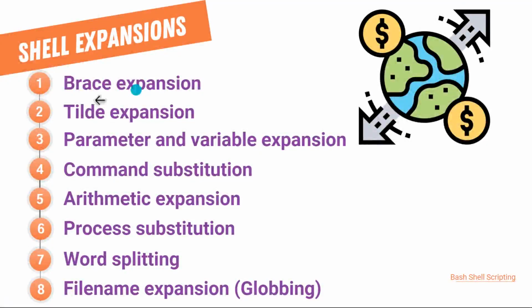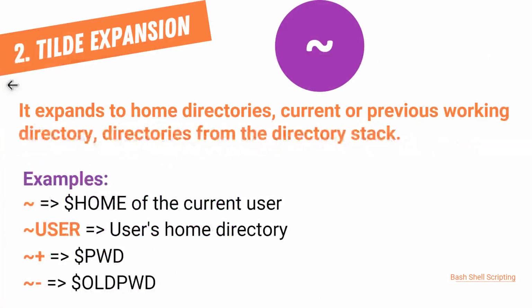After the brace expansion, the shell will perform the tilde expansion. The tilde expansion is used to expand to several specific path names: home directories, the current or previous working directory, and the directory from the directory stack. Let's look at some examples.